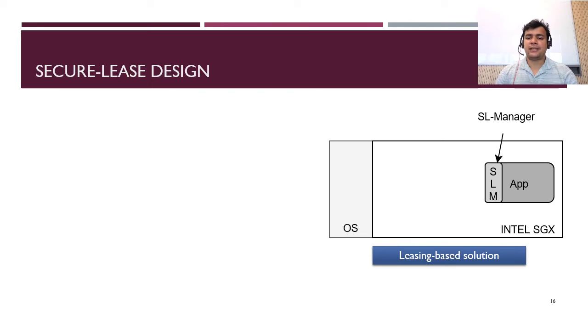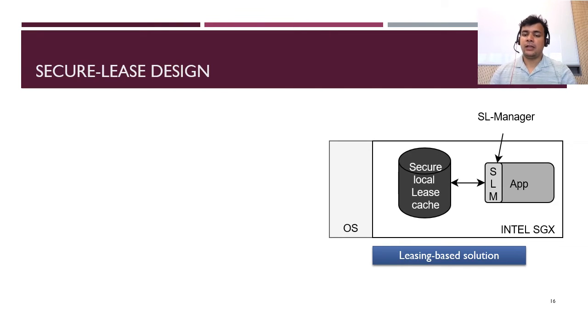So we keep the basic design the same. The application is executing within SGX, and we have a license manager called SL manager that is running within SGX, so that we know that it has not been tampered with. Now instead of contacting the remote server every time, we maintain a local cache of the leases.